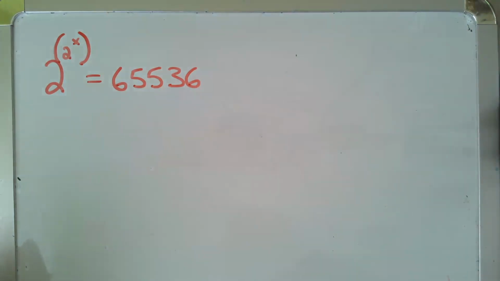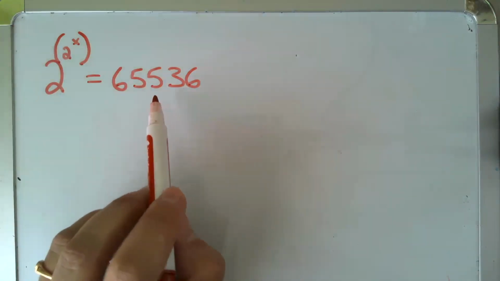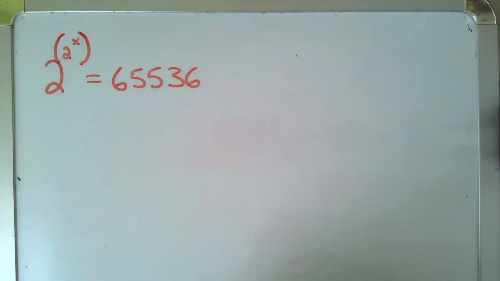So in this case, our base cannot be converted to 4. It remains 2. But now we proceed the same way. We take our 65,536 and we find a way to represent that as a power of 2. So here's how that looks.